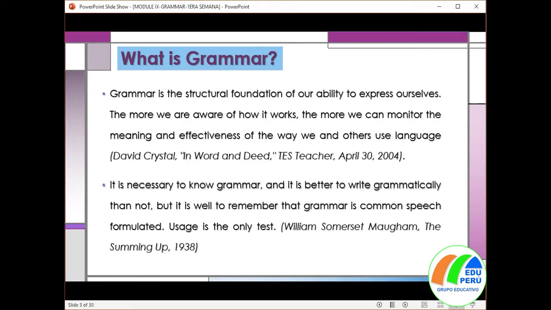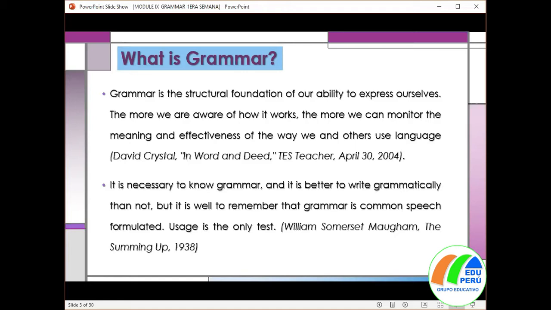So according to this person, to know grammar is to remember that this aspect of the language is common speech formulated. How to use it is the only test. It's the only part that you're going to be evaluated: how to use the language, how you use the language when you express yourself.